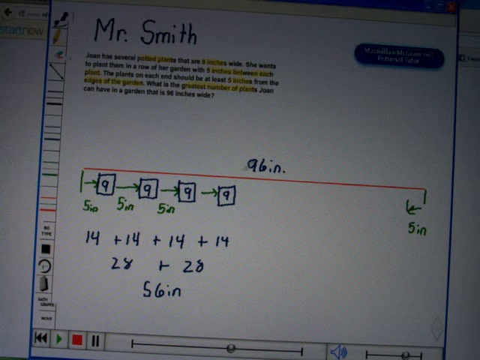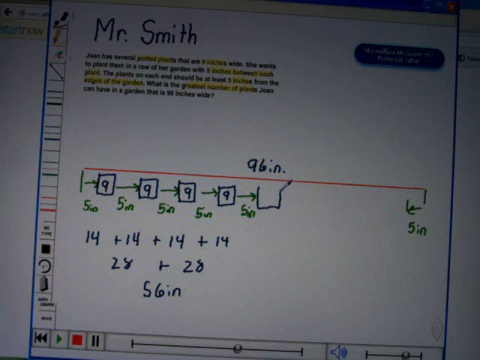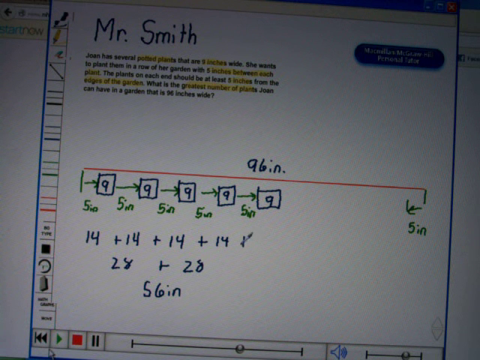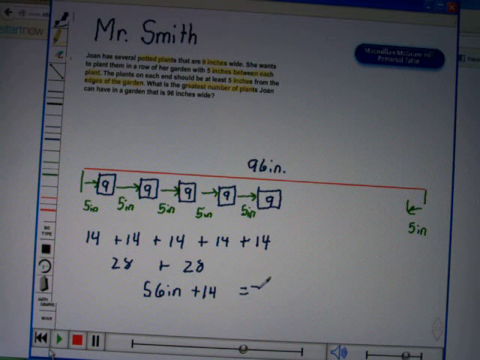And keep in mind, we only have 96 inches to work with. So we can still put in some more plants. Another 5 inches. Oops, I forgot to put that one there. And let's plant another plant. And that would be another 14 inches. So we're getting close. So I'm going to keep on adding as I go along. 56 plus 14 is 70 inches.